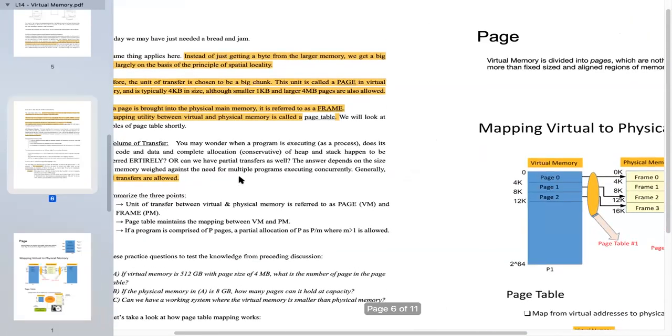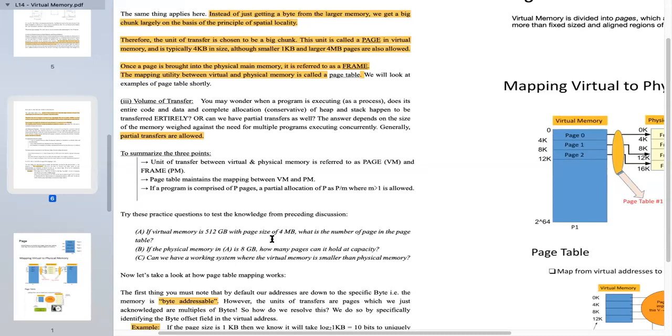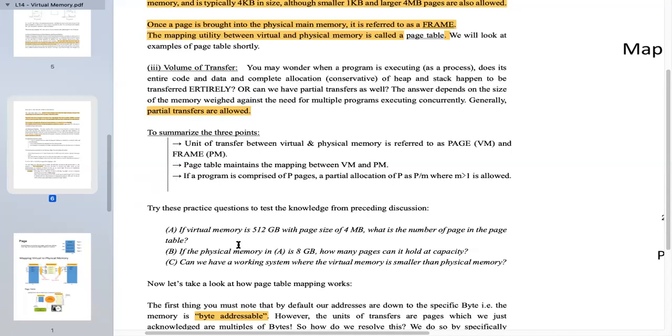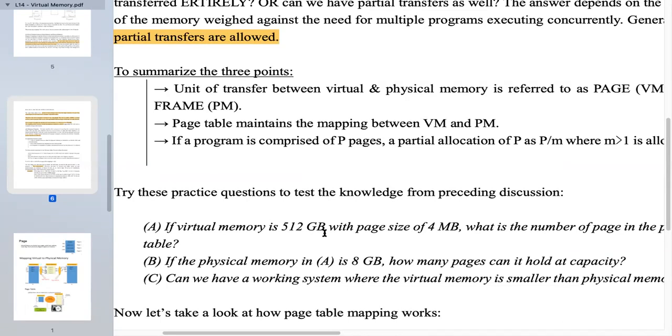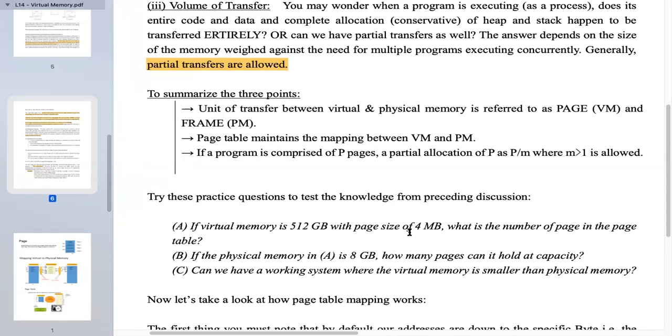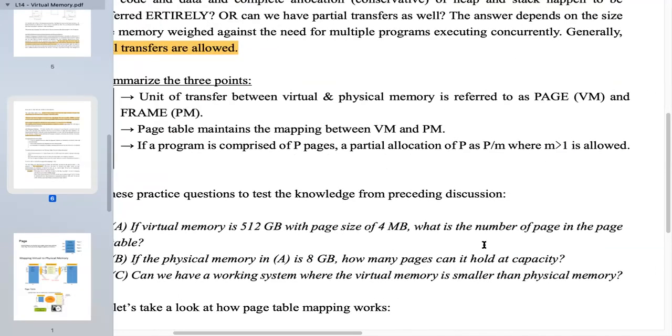Okay, so three important terms we have introduced are a page, a frame, and a page table, right? So let's wrap up this lecture with this question, which helps us to identify what these are. Now, the question is, if virtual memory is 512 gigabytes with a page size of 4 MB, that means each page is of 4 MB, then what is the number of pages in the page table? If your virtual memory is 512 GB, and we know that the virtual memory is partitioned into pages, and each page size is 4 MB, then how many pages do we have in the page table?